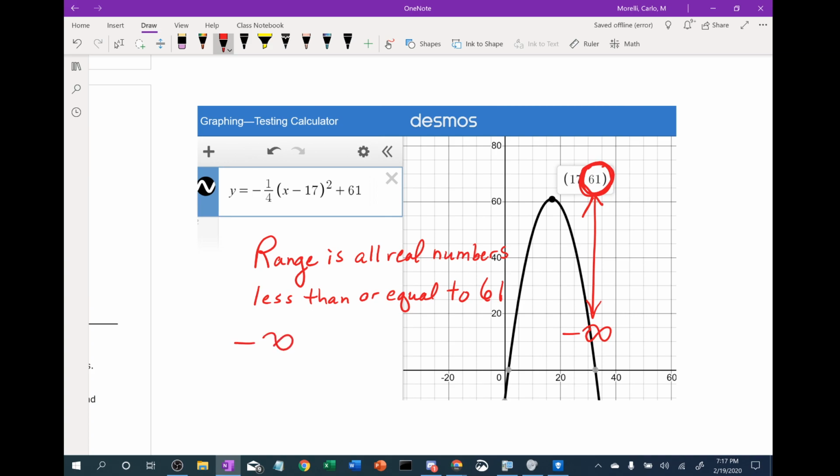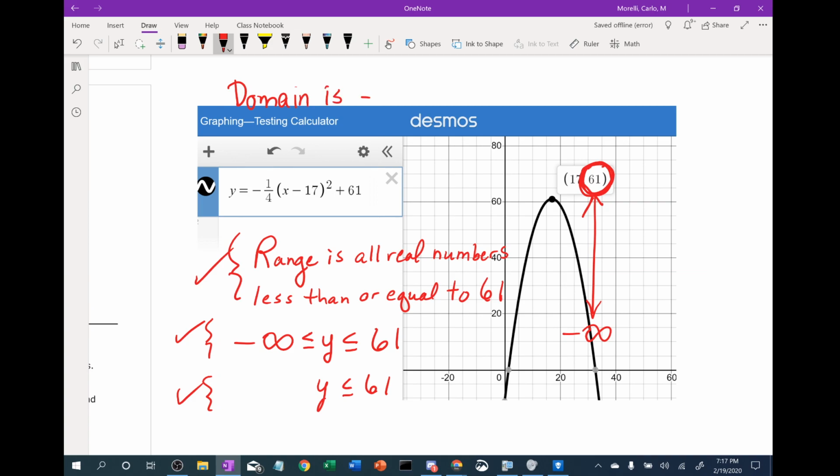So how would you write that? You'd say negative infinity is less than or equal to y, less than or equal to 61. Or you could say y is less than or equal to 61. Could be any of these. That's correct, and this is correct. Just three different ways of saying the range. The domain is negative infinity less than or equal to x, less than or equal to positive infinity, or all real numbers.